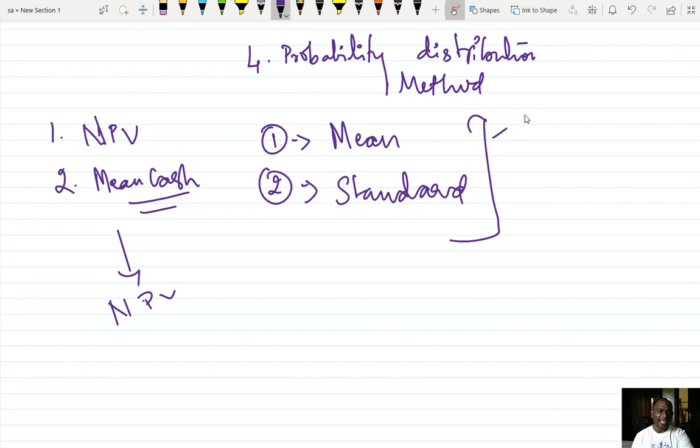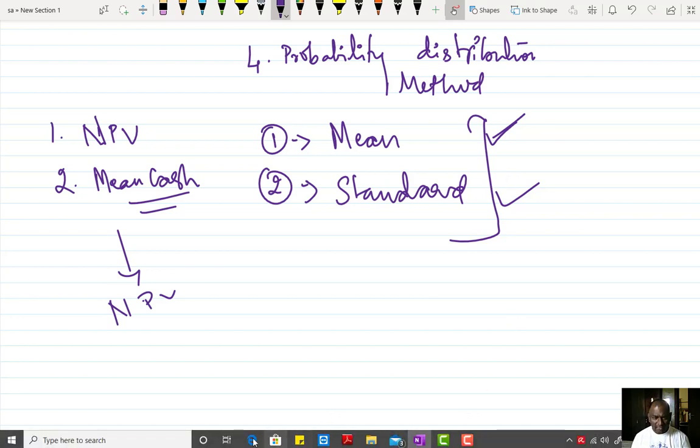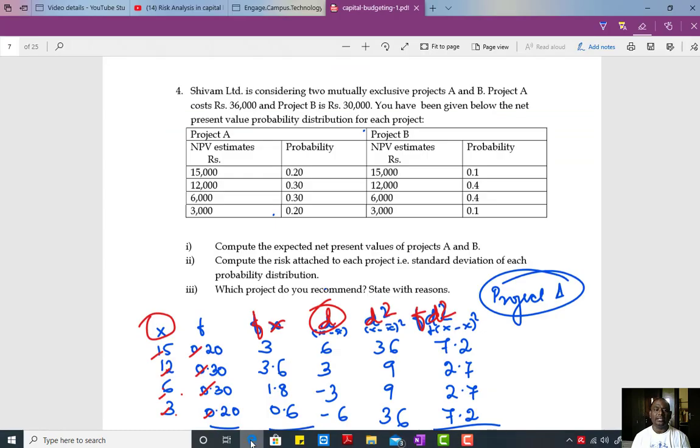So what is the probability distribution method? You have to calculate the mean cash flow, you have to calculate the standard deviation of the cash flow and evaluate the project. Now you may not understand what is this mean cash flow and standard deviation cash flow. So what do we do for that? We will go and work out a problem so that you will understand what is this mean cash flow and what is this standard deviation of the cash flow. You see problem number 4.